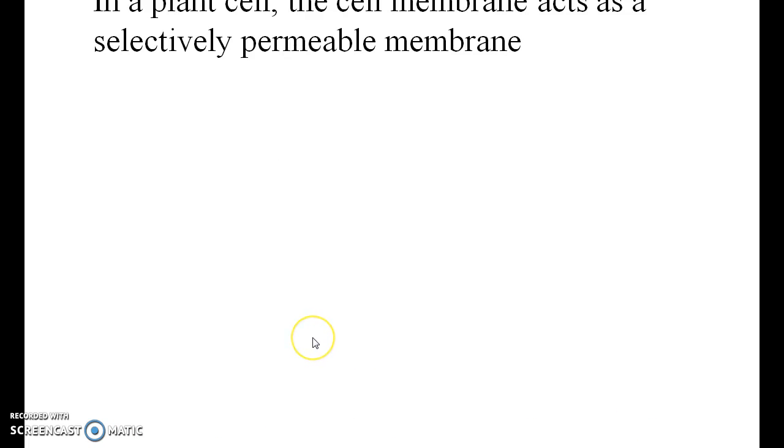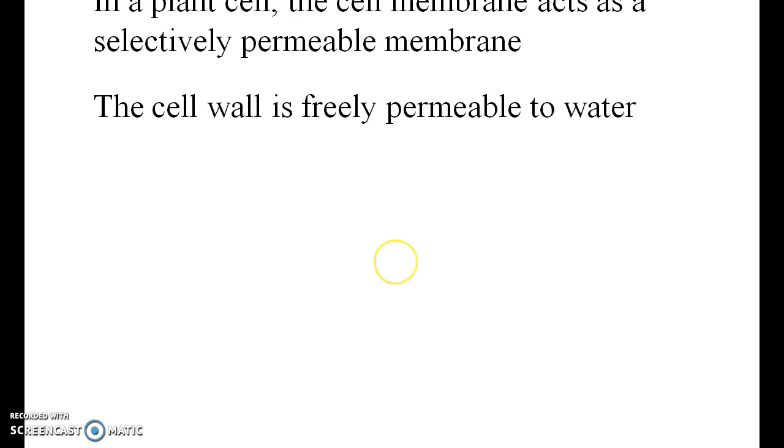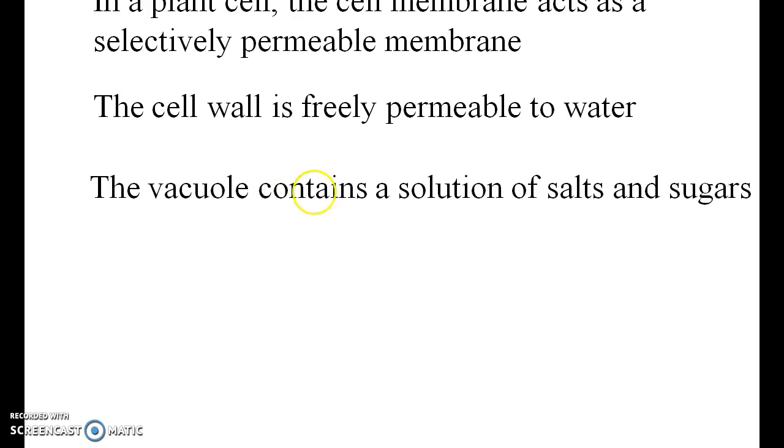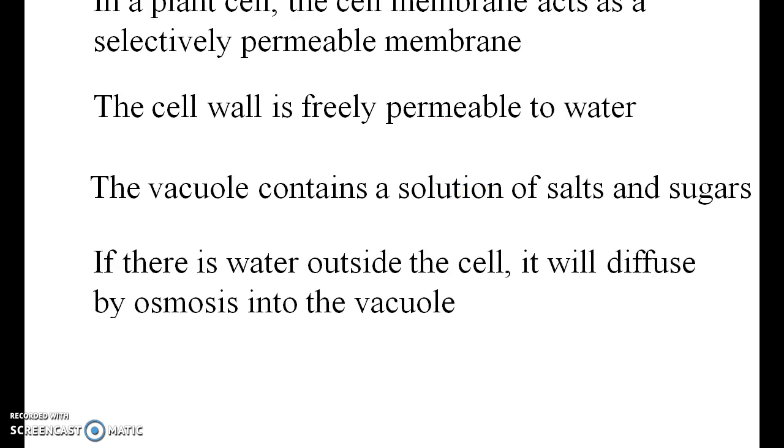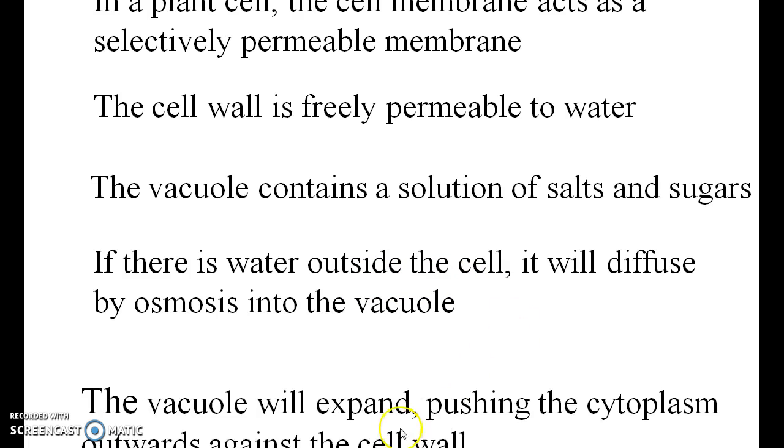In the plant cell, the cell membrane acts as a selectively permeable membrane. The cell wall is freely permeable to water. The vacuole contains a solution of fats and sugars. If there is water outside the cell, it will diffuse by osmosis into the vacuole. The vacuole will expand, pushing the cytoplasm outwards against the cell wall.